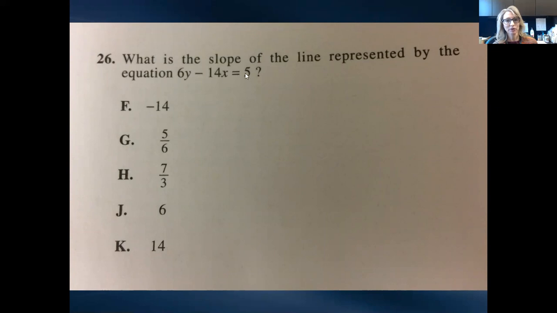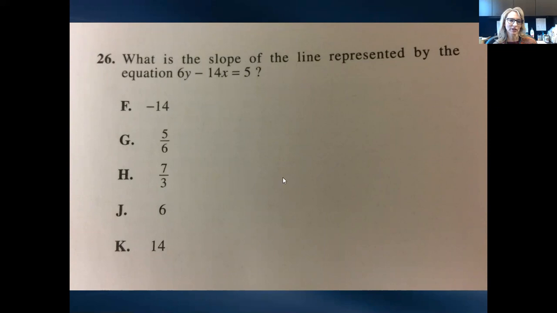So we know there's going to be a plus 14x over here. We're going to divide the 14x by 6. We're going to divide both sides by 6. So we know our slope's going to be a positive 14 over 6. But if you look down through there, you don't have that because that's not in its simplest form.